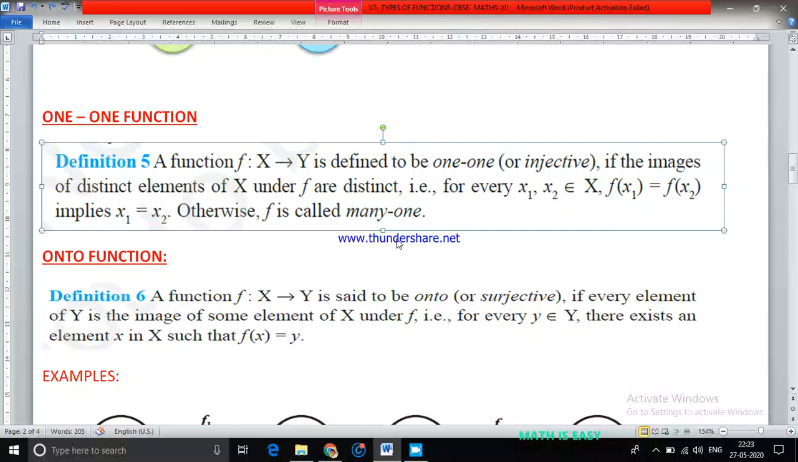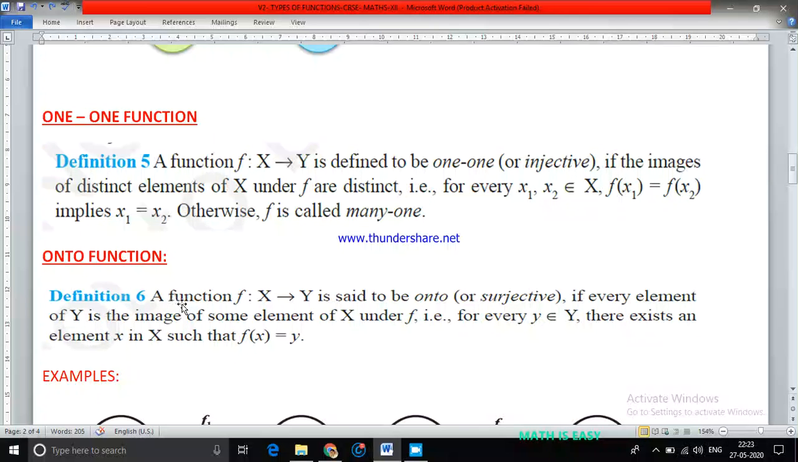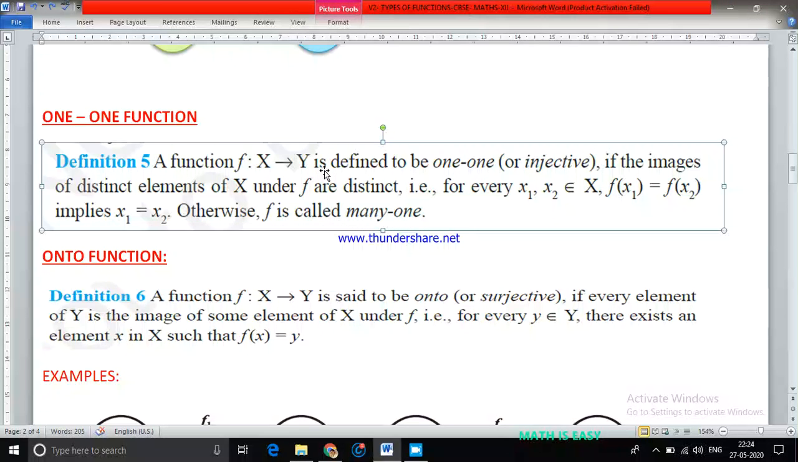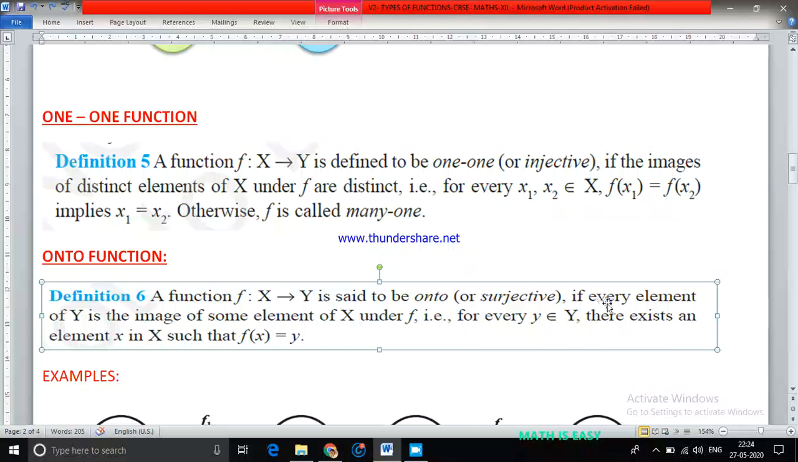Now what is an onto function? A function f from x to y is said to be onto or surjective. Onto is also, first of all, a function. Then only I can say whether it is one-one or onto. If it is one-one, distinct elements of x must have distinct images. If it is onto, the definition is based on the set y, the second set. One-one is defined on x, onto is defined on y.